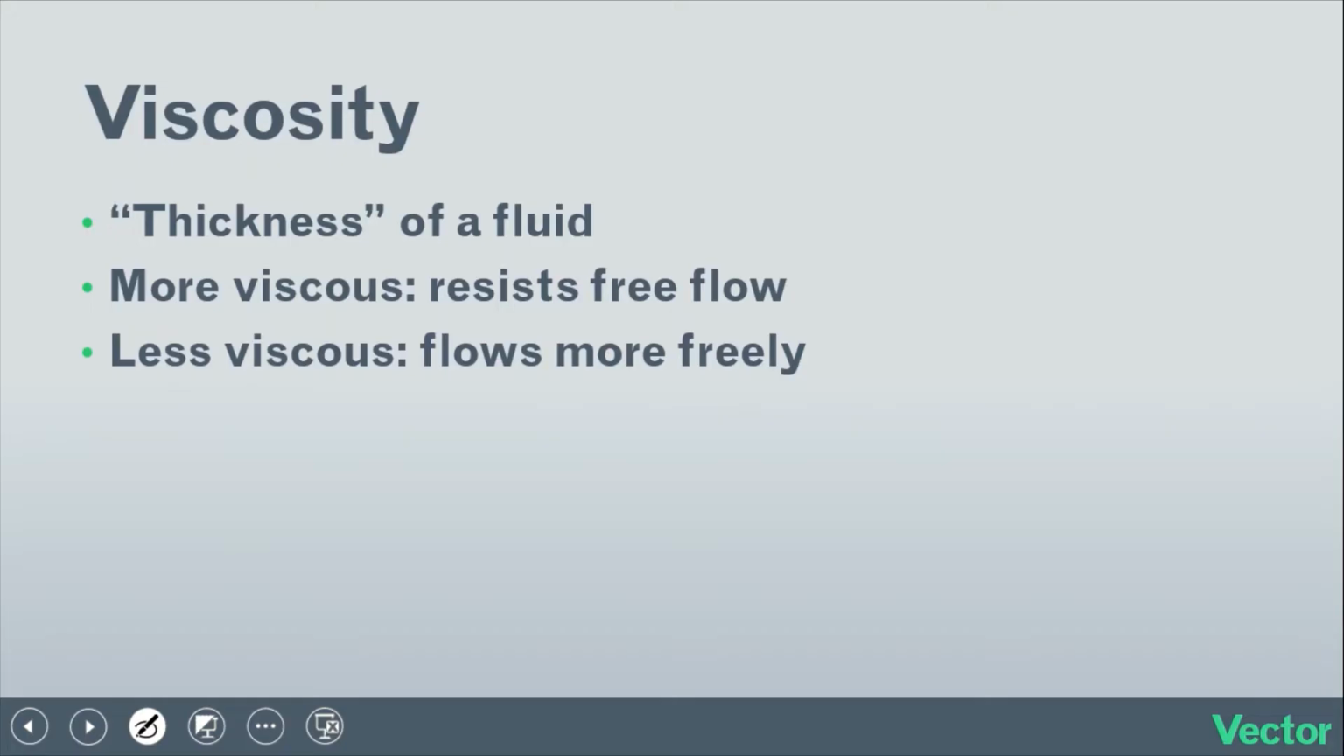So air has a certain degree of viscosity. Viscosity is just basically the thickness of a fluid. So fluids flow in layers, and viscosity is basically the friction between those layers. So the more viscous something is, the more it resists free flow. Examples of fluids that are very viscous would be oil or honey or grease. They resist free flow. The less viscous something is, the more freely it flows.